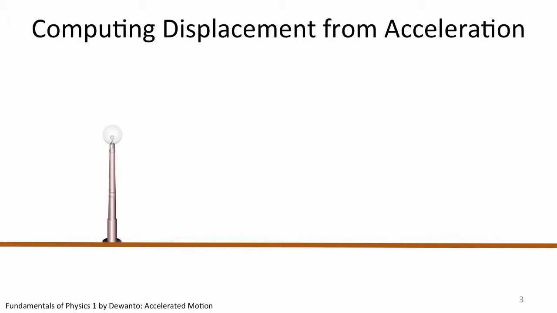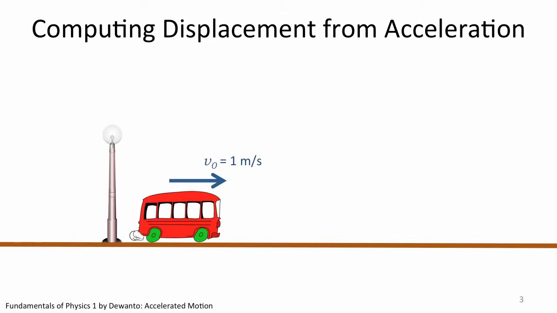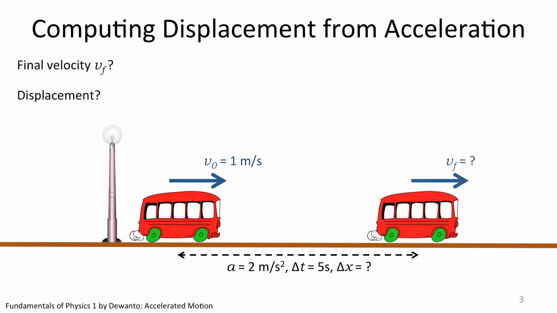Next point. Can we compute the distance that the bus travels as it accelerates? Yes, we can. To simplify matters, let's constrain the discussion to acceleration along a straight line. Consider this scenario. At one point in time, the shuttle bus is found to be moving at 1 meter per second. Assuming that it is accelerating at 2 meter per second square for 5 seconds in the same direction as it moves, what is the final velocity of the bus and how far has the bus traveled after 5 seconds?